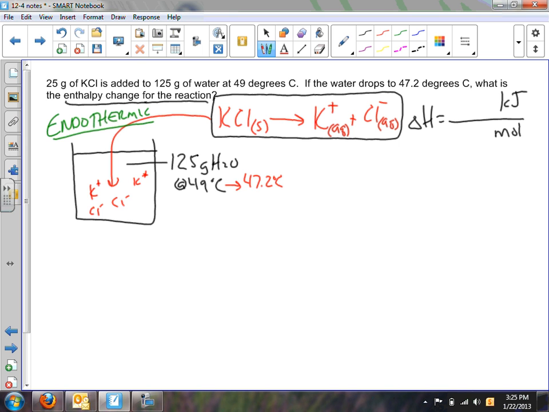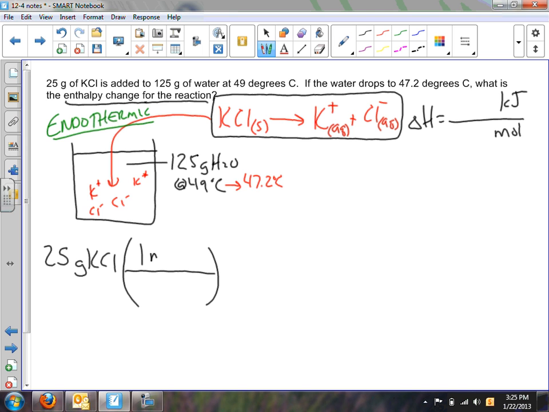So I need the amount of heat that the KCl absorbed or released. In this case, absorbed because it's endothermic, and the amount of moles that caused that to happen. Let's find the moles first. Well, how much KCl was I given? I was given 25 grams of KCl, and I want to figure out how many moles that is.